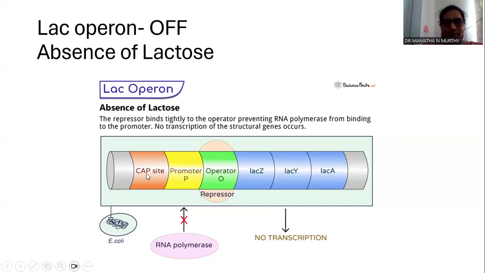So what happens here? In the absence of lactose, there is a repressor molecule. The repressor molecule is produced by the lacI gene, and that is controlled by the lacI gene. Once there is a presence of the repressor molecule, in the absence of lactose, it binds to the operator region. Once the binding of the repressor takes place, the RNA polymerase cannot bind to the promoter, so there is no transcription. If there is no transcription, no functional proteins are synthesized.